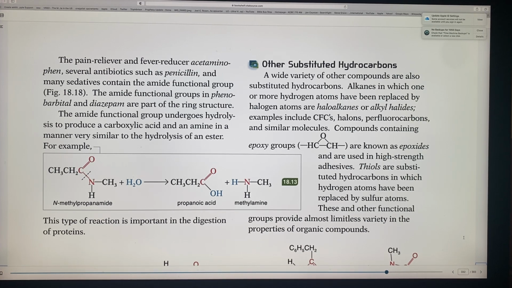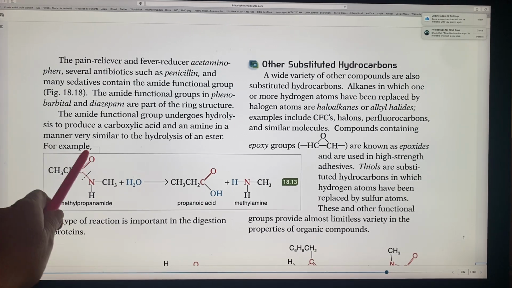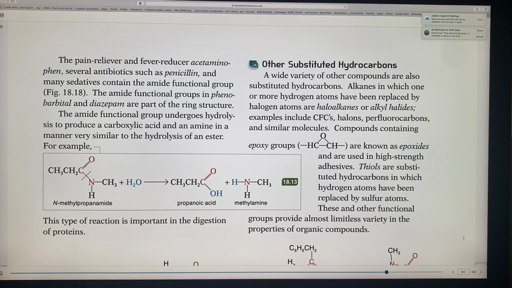The amide functional group undergoes hydrolysis to produce a carboxylic acid and an amine. Here's a picture of how it can go through. Remember, amides are going to have nitrogen, and next to the nitrogen they're going to have oxygen too. That's the difference: the oxygen makes it an amide. This type of reaction is what happens in the digestion of proteins.